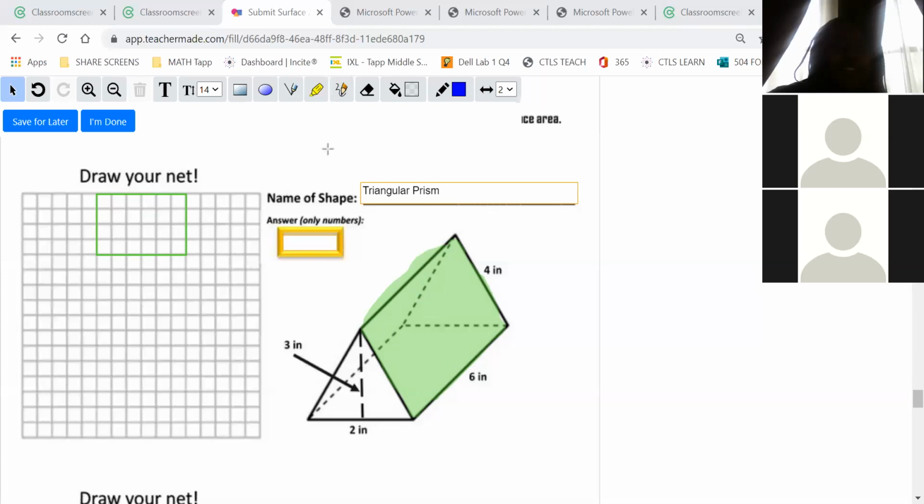Now it's time for me to take care of attaching the base to it. So let's look at what the base is. All right, so this base is also a 6, but it has a height of 2. So I'm going to go over 6 and then just down 2 blocks.